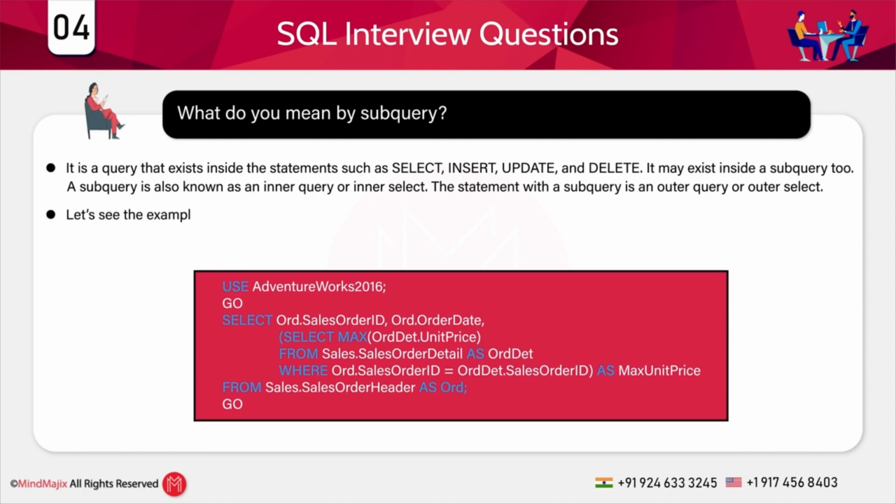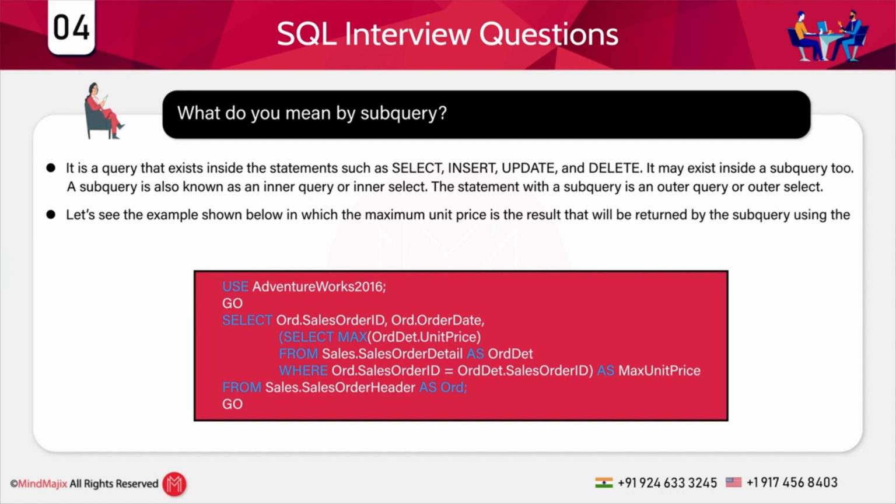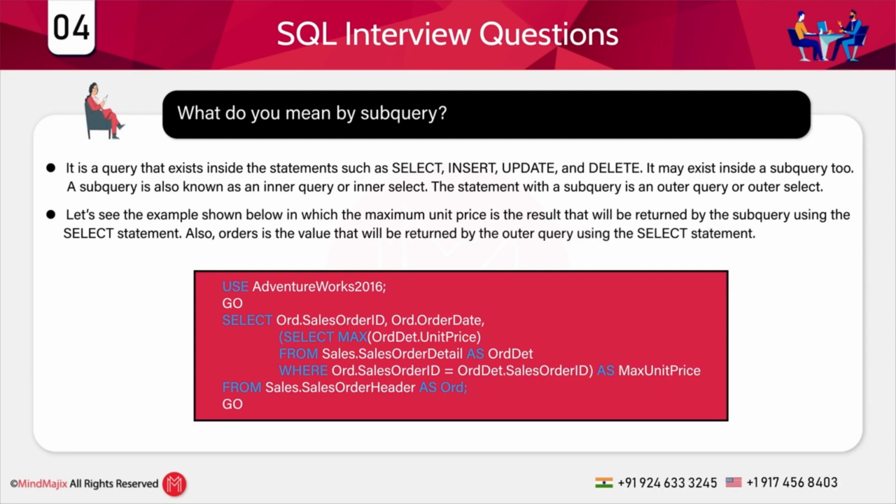So in the example shown below, the maximum unit price is the result that will be returned by the subquery using the select statement. Also, the orders is the value that will be returned by the outer query using the select statement. So over here, as you can see, this is the main query, select ord.sales order ID, and this is another column over here, and there's another column over here called as max unit price.